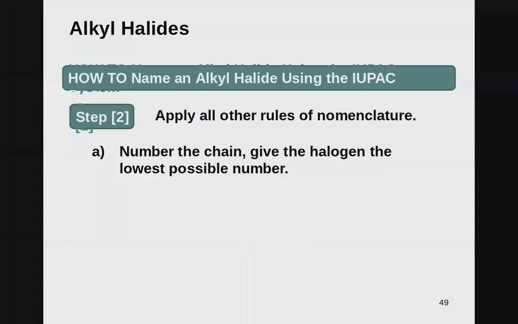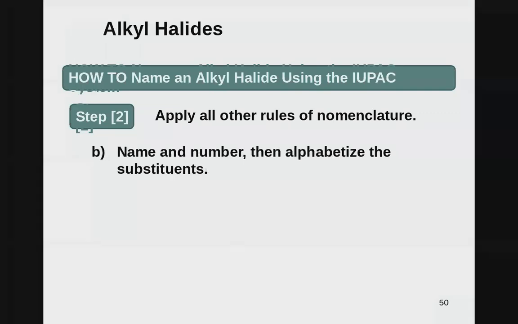From there, we just have to apply all the normal rules of the IUPAC system. We number that chain, but in this case, we have to give the halogen the lowest possible number. So if we go right to left, the halogen gets 2. If we went left to right, the halogen would get 6. So we have to go right to left here. So we see that the halogen's at carbon number 2, and the methyl group is at carbon number 5.